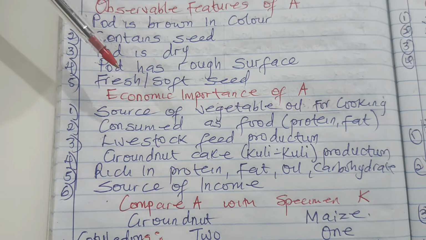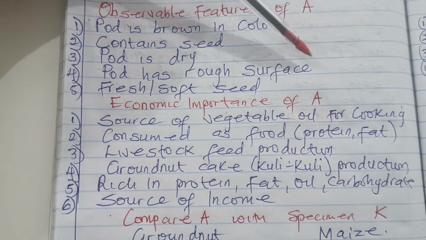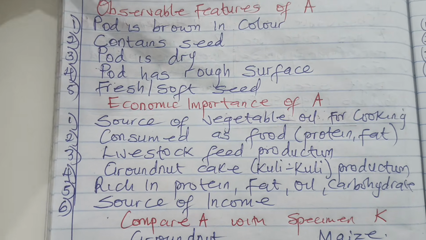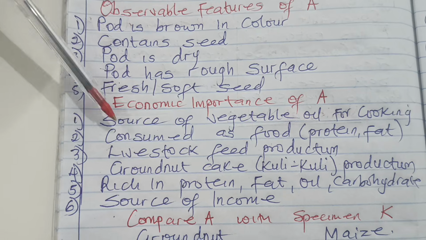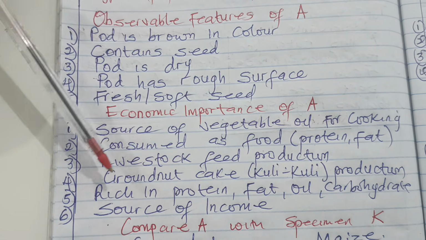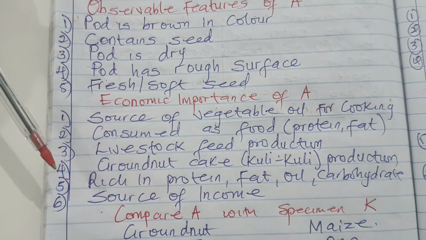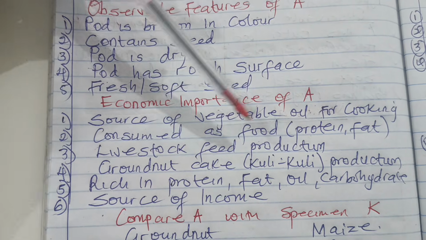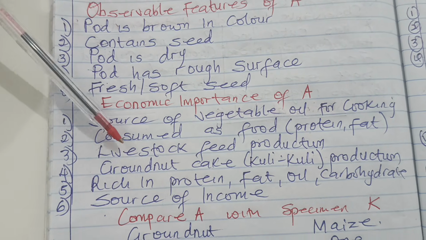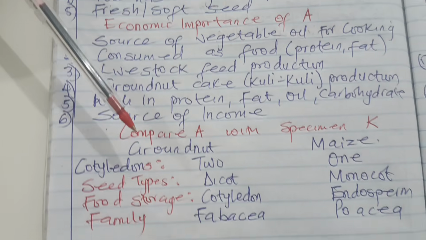Now, what are the economic importance of groundnut? It is a source of vegetable oil for cooking. It is consumed as food. It has protein, fat, and all of that. It is used for livestock feed production. We also use it to make groundnut cake, the regular kulikuli, locally known as. Then it is rich in protein, fat, oil, and also has traces of carbohydrates. Very important, it is a source of income to the farmers who farm these crops.